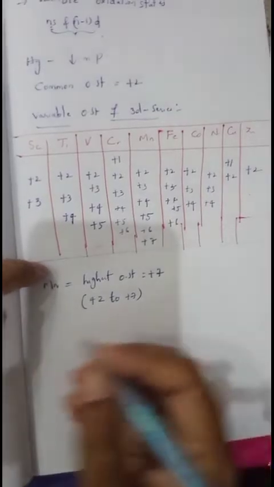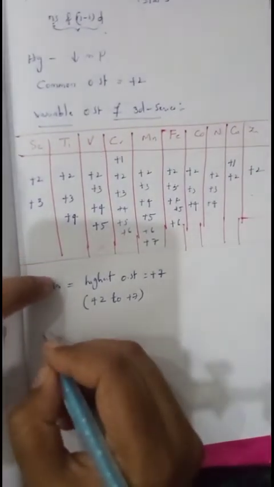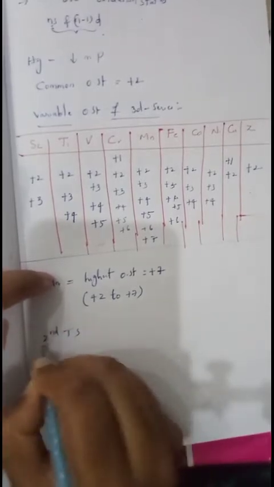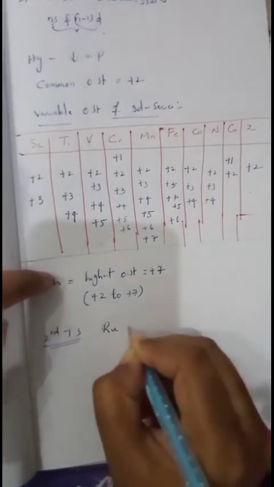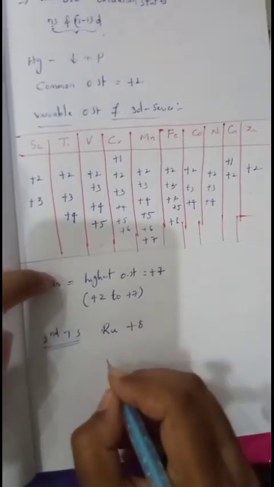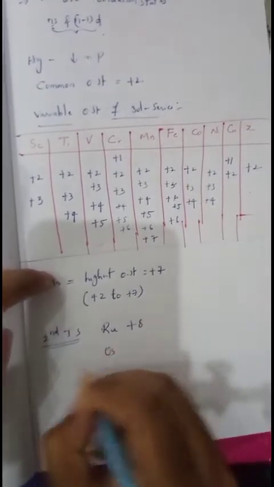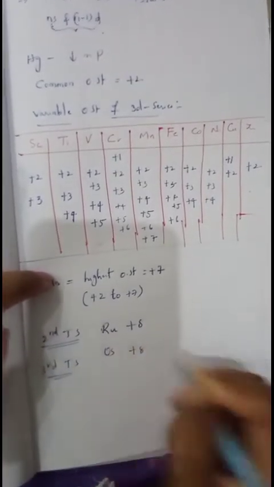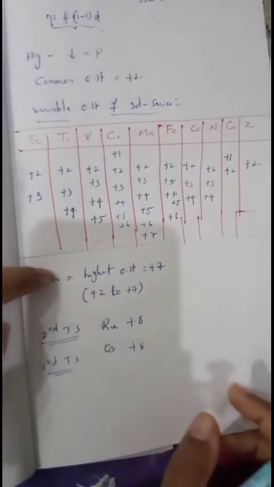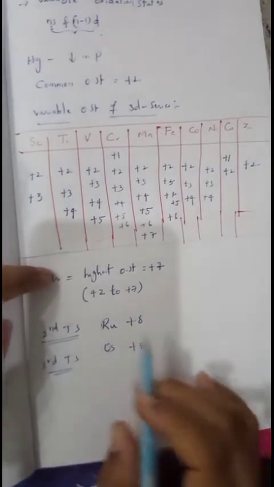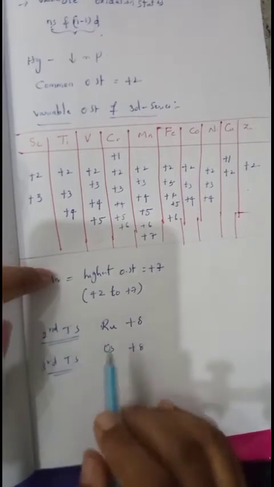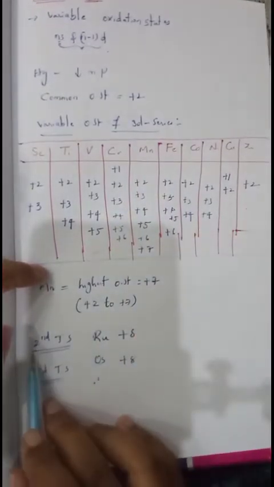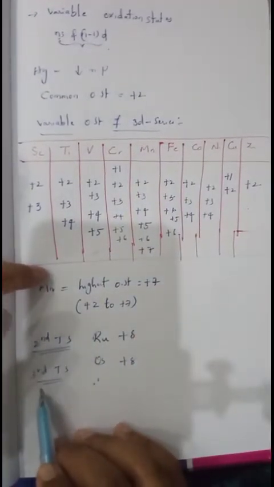Other series elements like ruthenium in the second transition series can show +8 oxidation state, and osmium in the third transition series also shows +8 oxidation state. That means the highest oxidation state is shown by ruthenium and osmium. They belong to the D block but not to the first series; they belong to the second and third transition series.